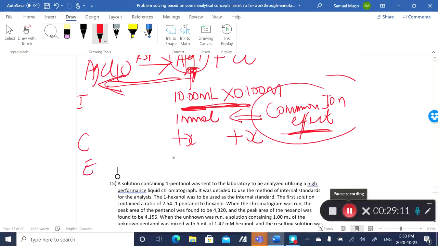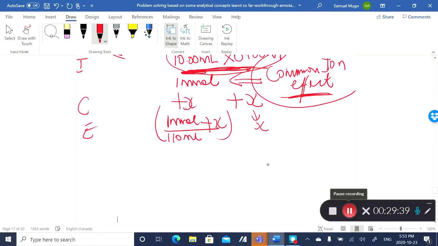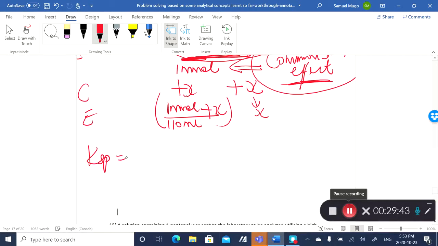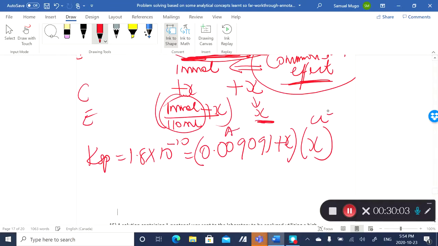My equilibrium amounts would be, initially I had this concentration, 1 millimole. When you do this, you're going to get 1 millimole, and the total volume is 110 mL, plus x. That's what initially I have, plus the x. And this one is the x, that's my equilibrium amounts there. And so then my KSP is going to equal 1.8 times 10 to the power negative 10, and 0.009091, that's after taking these ratios, plus x, multiplied by x, so that's my chloride, and that's my silver plus. And then after that, of course, I can solve this problem.